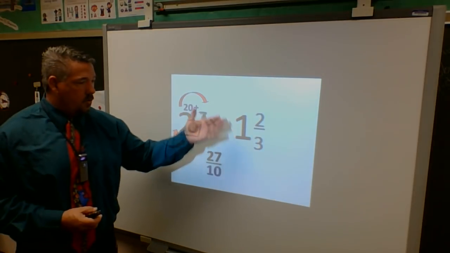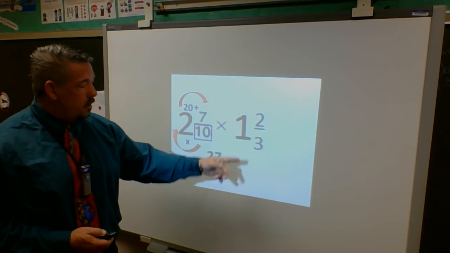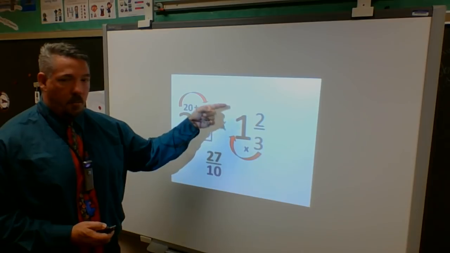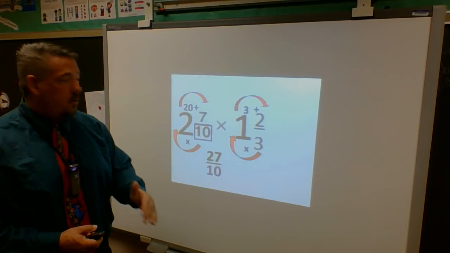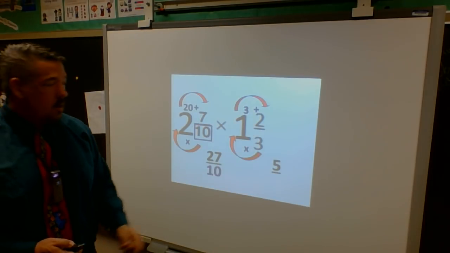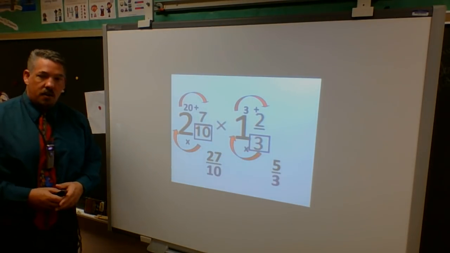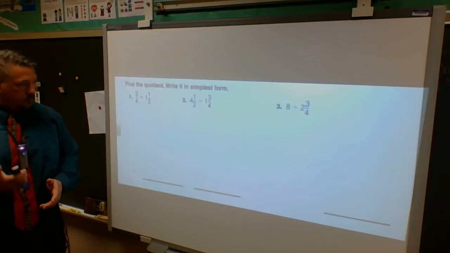When I have 1 2/3, I start at the bottom, I multiply and add. 3 times 1 gives me 3, but then I have to add. 3 plus 2 gives me a numerator of 5. My denominator has to stay the same, so I end up with 5/3.